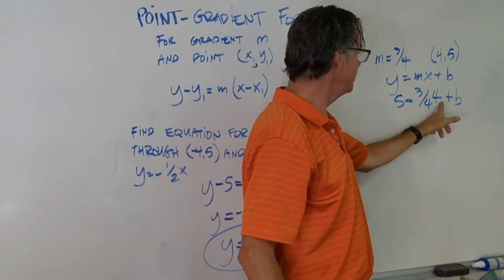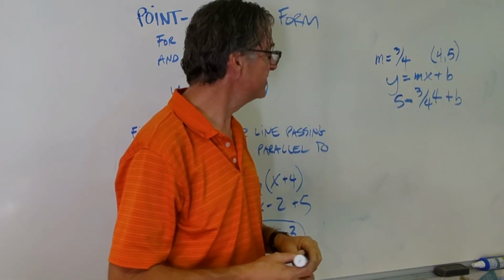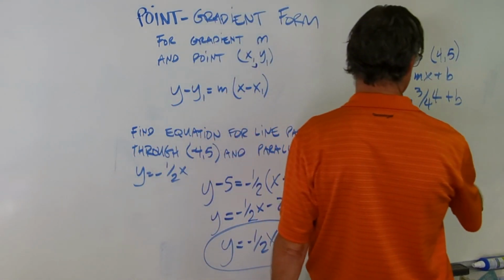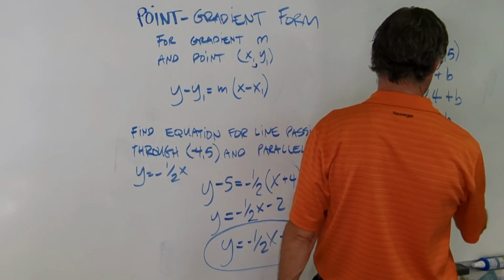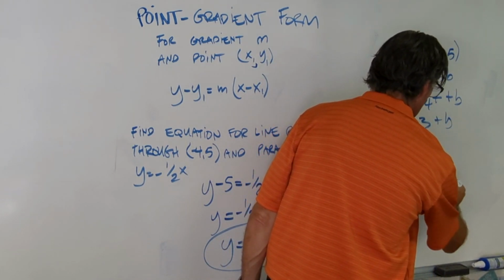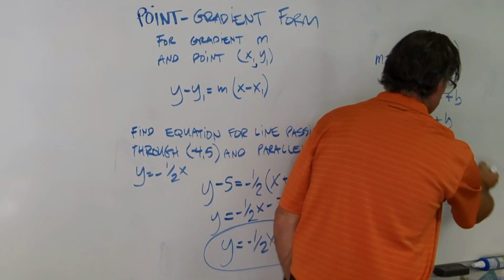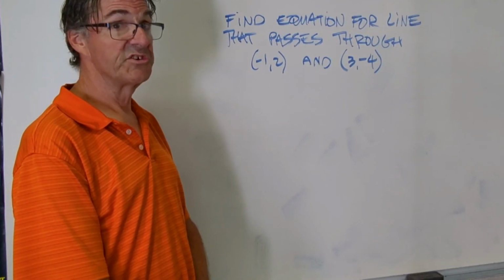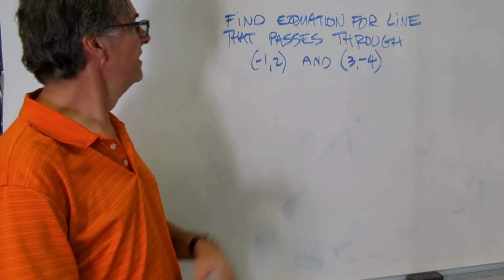This is just y equals mx plus b. I just substituted in my 4 and my 5 for my x and my y. Now I can just solve this with my algebra. This is 5 equals 3 plus b, so b equals 2. So my equation is y equals 3/4 x plus 2. Like that. Here's another variation. It requires a few more steps.